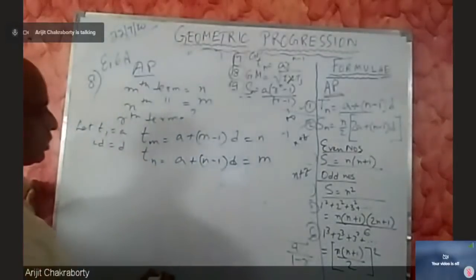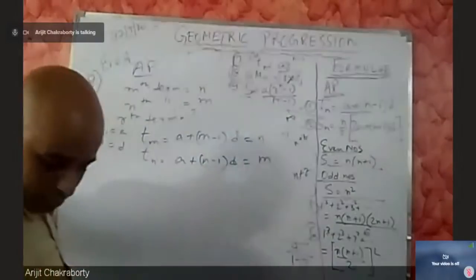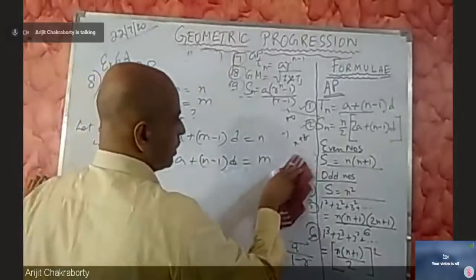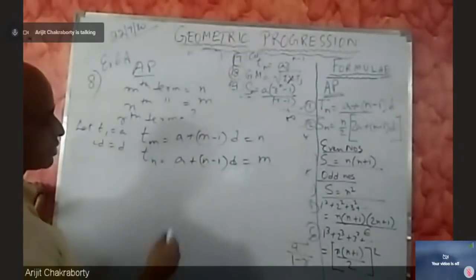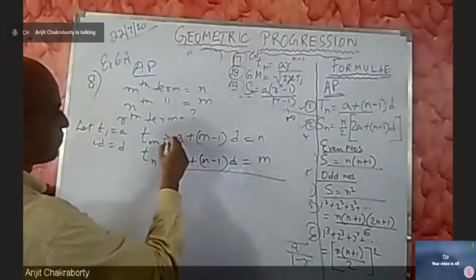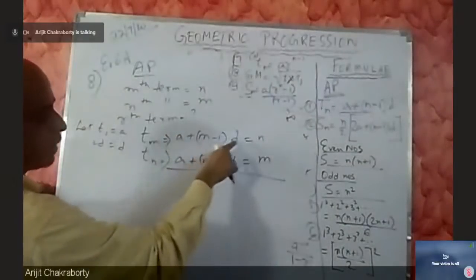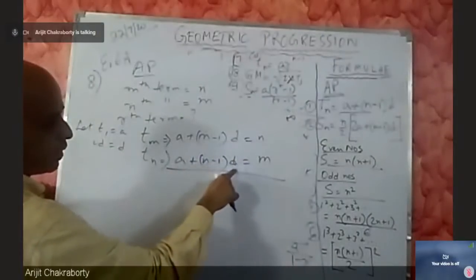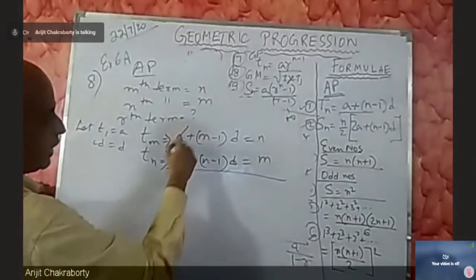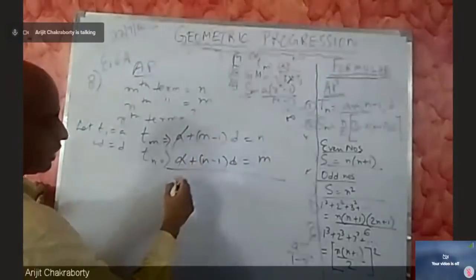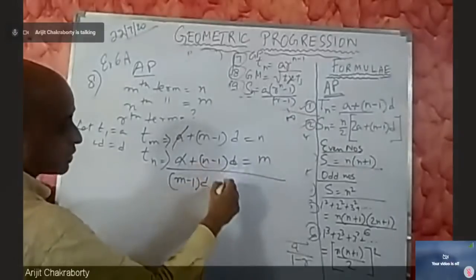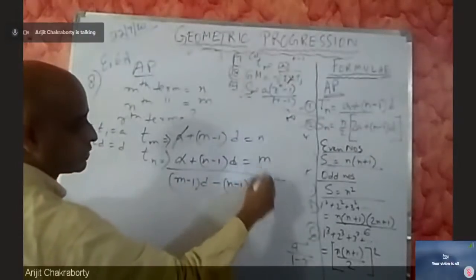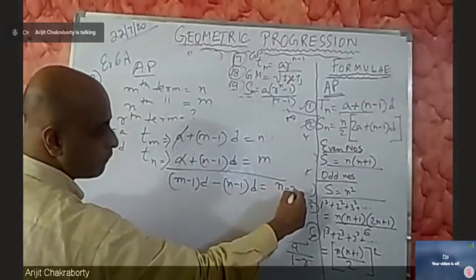Okay. So, it is a question of adjustment, right? We subtract both the equations. So, what do we get? A plus m minus 1 D, A plus n minus 1 D, n and m. So, A minus A gone. So, we are getting m minus 1 D minus n minus 1 D is equal to n minus m.